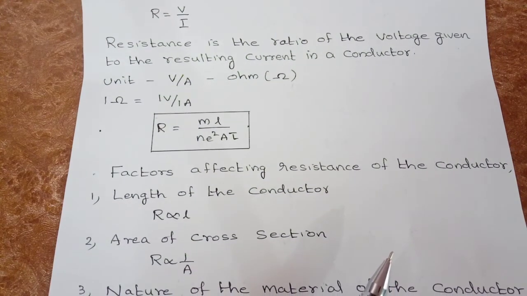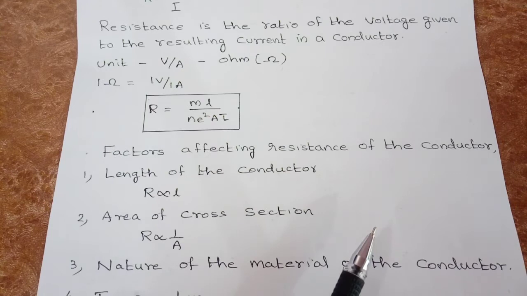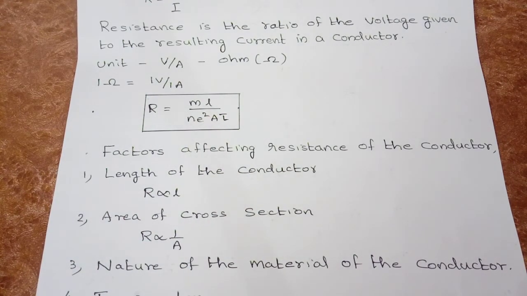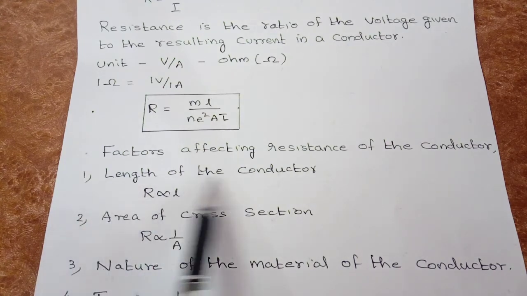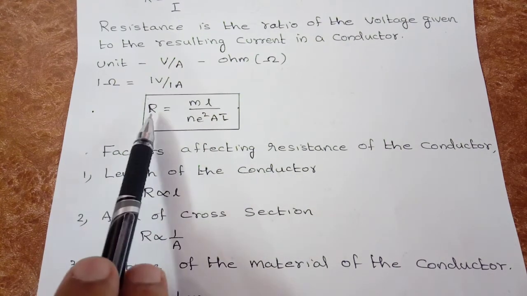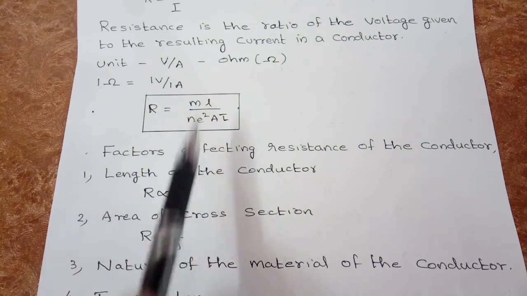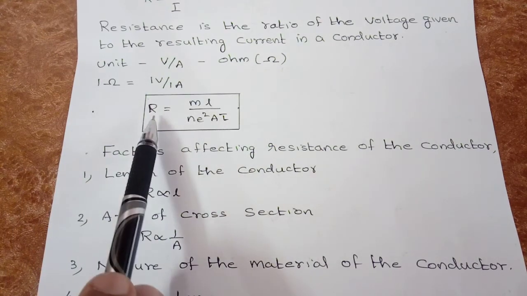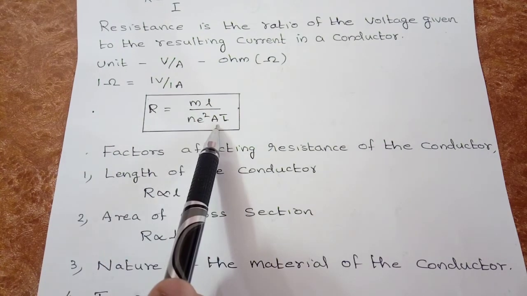Then we can discuss the factors affecting electrical resistance. This equation directly gives the factors affecting electrical resistance. The first factor is the length of the conductor, R proportional to L. As the length of the conductor increases, electrical resistance increases. More length of the conductor means more distance the electron needs to travel and more collisions it encounters. And a second factor is R proportional to 1 by A.